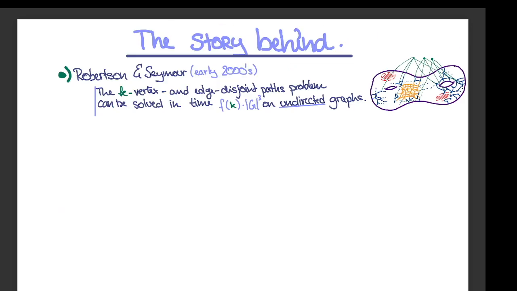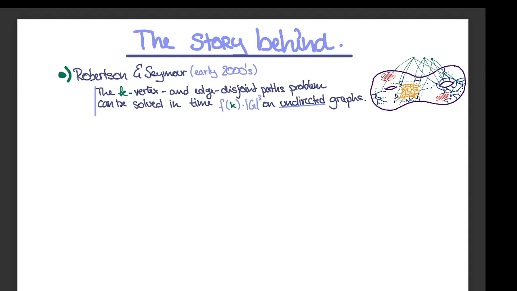So disjoint path problems have been studied for decades, and in the early 2000s, Robertson and Seymour presented a major breakthrough result. They proved that the K vertex and edge disjoint path problems can be solved in polynomial time for every fixed K on undirected graphs. That is, the problem is fixed parameter tractable with respect to K. And at the heart of the correctness proof of the algorithm lies the graph minor structure theorem, a deep result about the structural properties of undirected graphs.